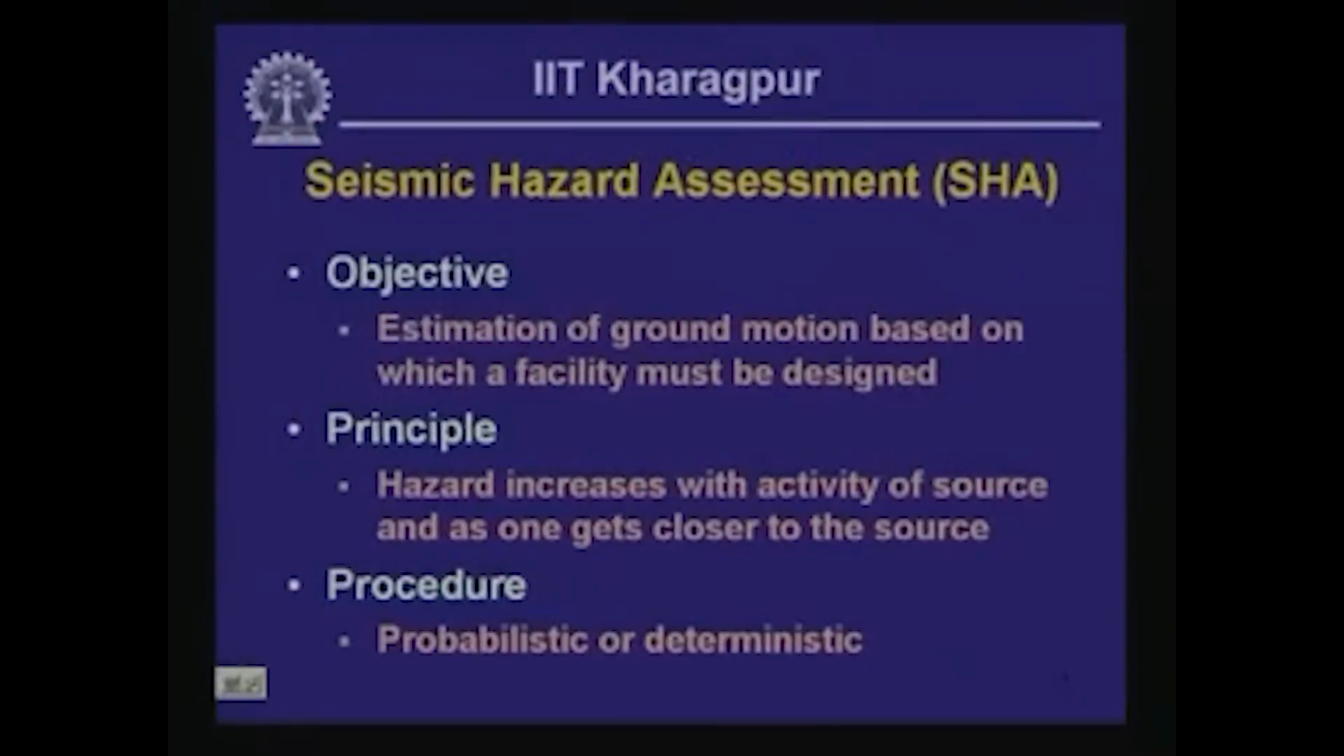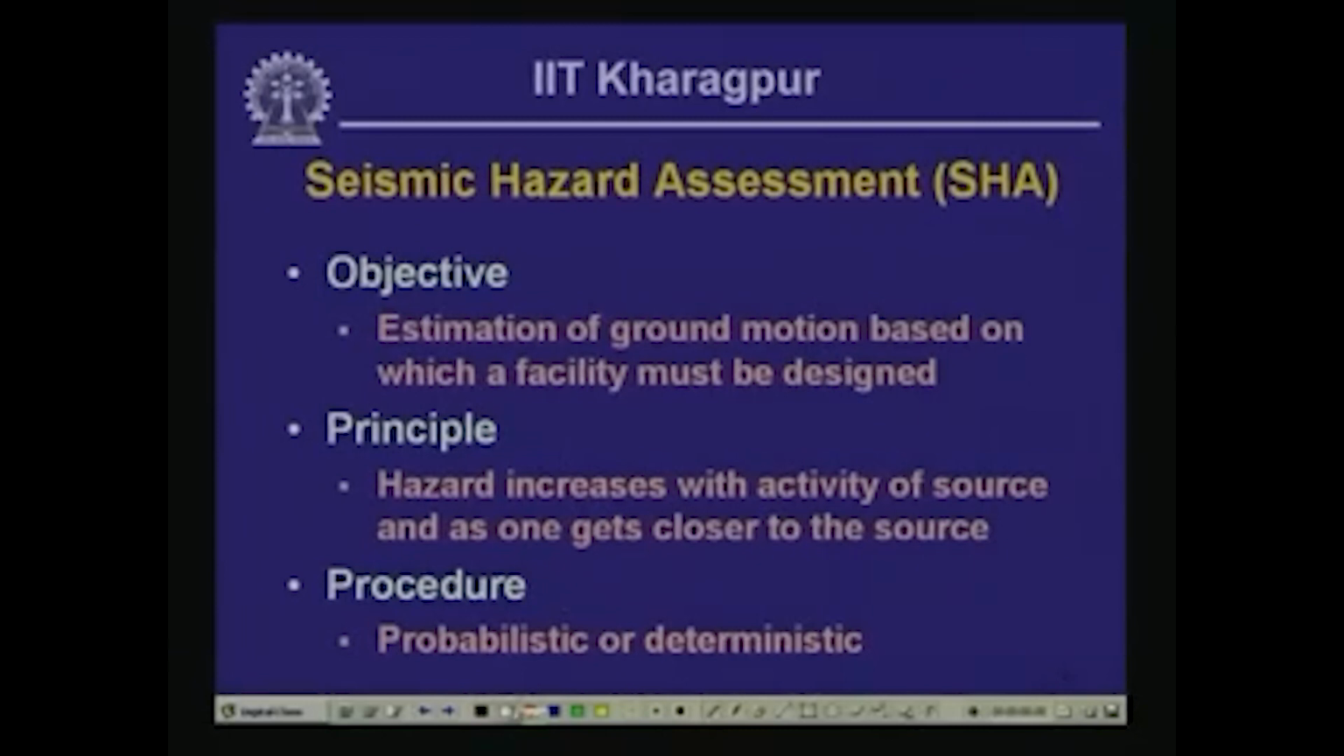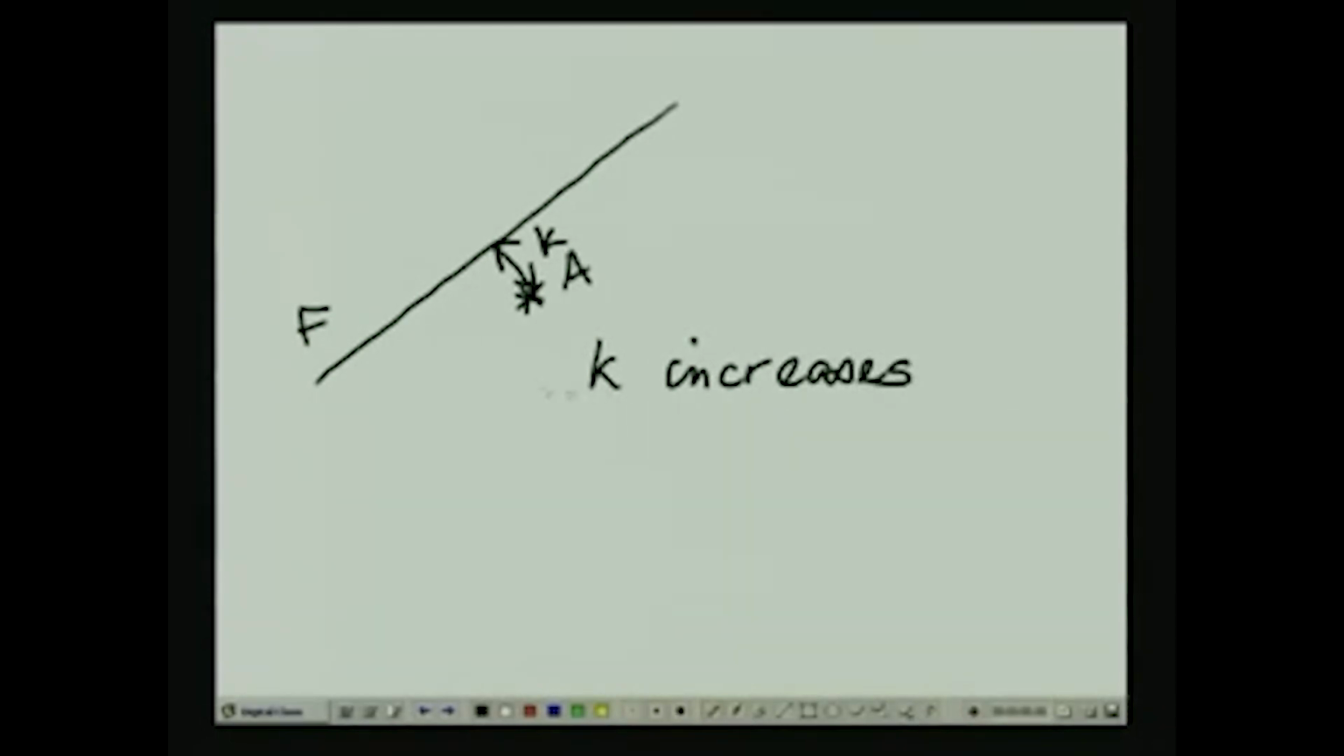In other words, let's say we have got a fault, and we have got a site here, site A, and this is the earthquake source F. So this is the distance from the fault, k kilometers. So as k increases, hazard decreases. That is number one.